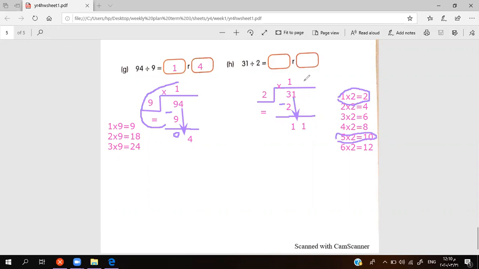Okay, so I'm gonna write here a 5. 5 times 2 is gonna give me a 10. So now it's time to make a minus. From 10 to 11, it is a 1. So the answer here is 15 and the remainder is 1.